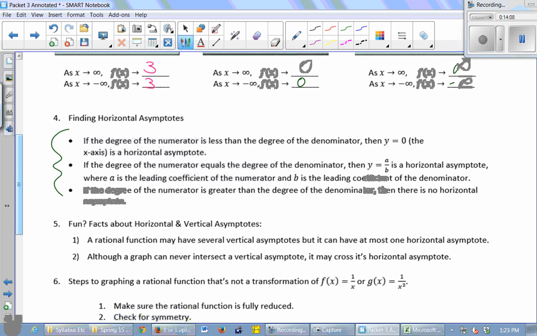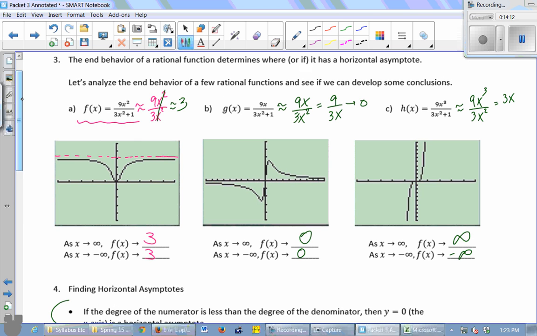If the degree of the numerator equals the degree of the denominator, like in example 1 here, they were both squareds, they both had a degree of 2. In that case, the asymptote happens at the ratio of the leading coefficients, so the 9 over the 3, right? That's where we got the asymptote from. Just look at the ratio of leading coefficients.